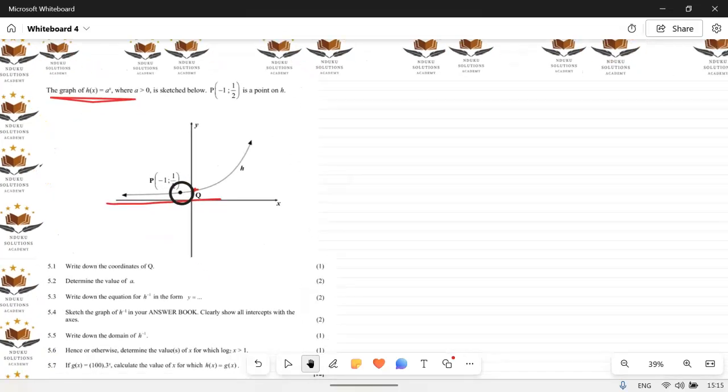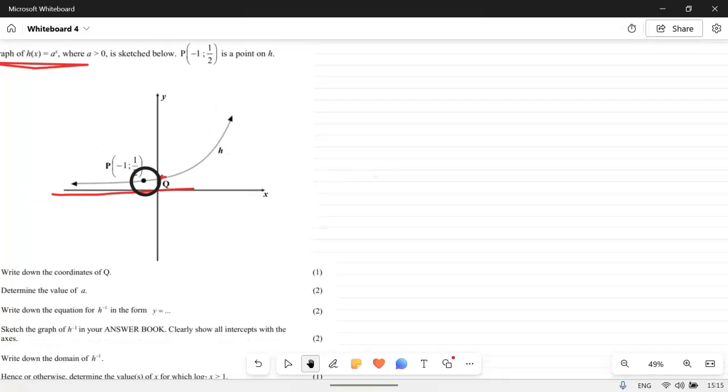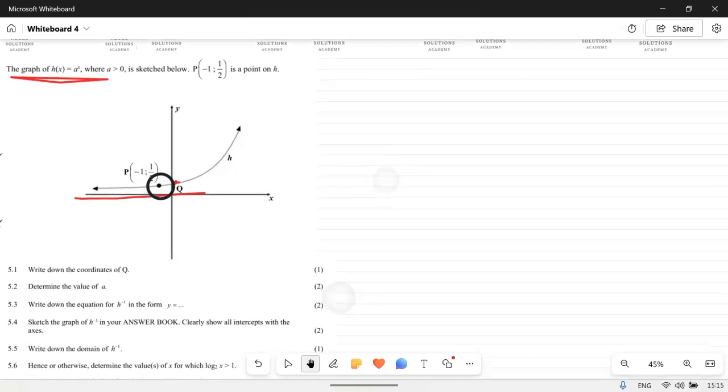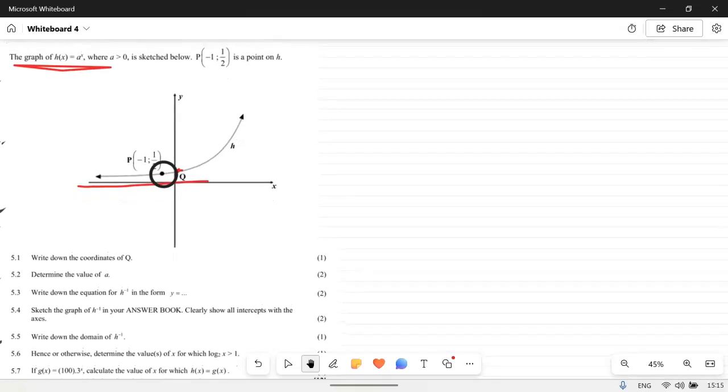Okay, let's take a look at this question quickly. I think it was question 5, this preparatory exam question 5, I think it was the Gauteng paper. We have the graph of h of x equals a over x, where a is greater than 0, sketched below. And we have the point negative 1. This is the point. So Q is your y-intercept. The first question says write down the coordinates of Q.